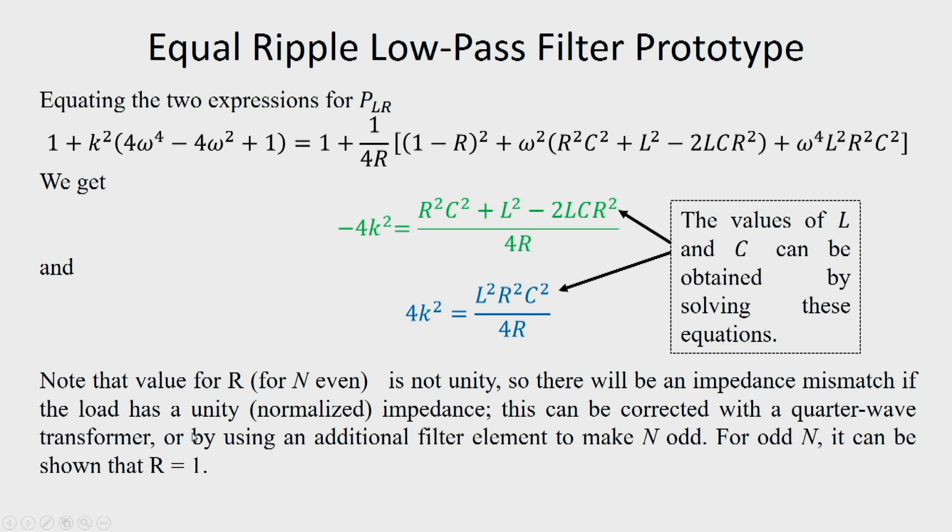We should note that the value of r for n even is not unity, and so there will be an impedance mismatch if the load has unity impedance. This can be corrected with a quarter wavelength transformer or by using an additional filter element to make n odd. When n is odd, one can show that r is equal to 1.